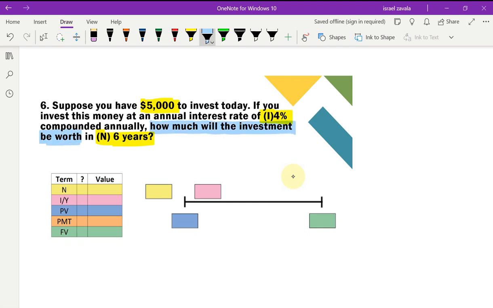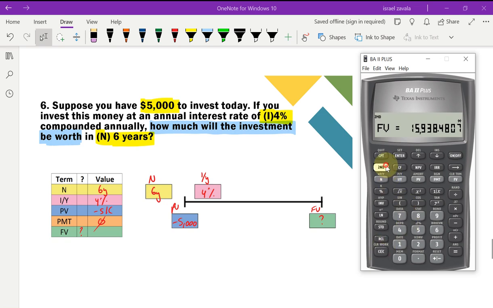Okay. Notice I have a very methodical approach. I highlight all the terms, and then I highlight what's being asked, and then I start putting the terms in my timeline. Okay. 4%, present value is that $5,000 that I'm going to invest today, and future value is what I'm looking for. Okay, remember the payments are 0. So since I did it for all of them, we'll do it here. Minus 5,000.